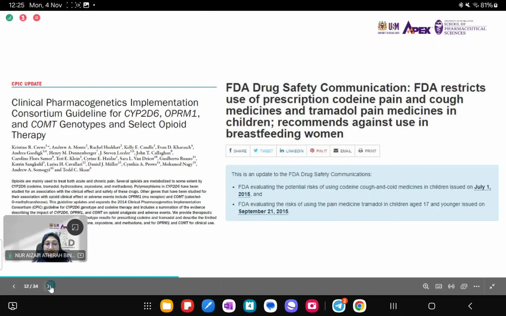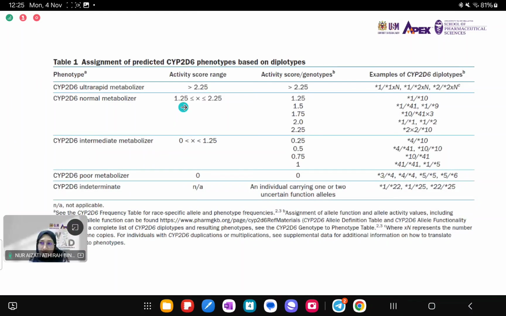Okay, so sekarang dia dah tak recommended lah. And then the CPIC guideline also was being released about the use of opioids and also CYP2D6 genotype and phenotype. So also the same, dia punya phenotype is also the same. This one is a bit outdated. You follow the one that I gave in the previous lecture. That one is actually in 2023. So dia ada sama je, lebih kurang je. And the allele pun actually the same sahajalah.